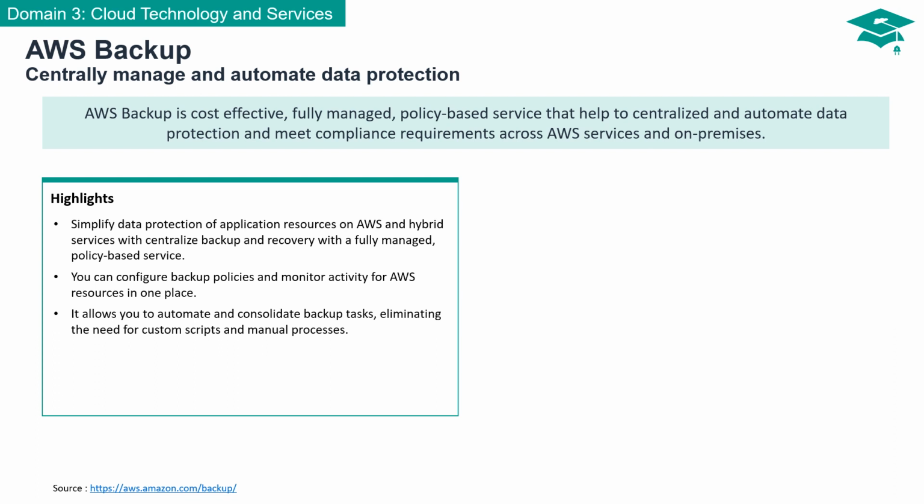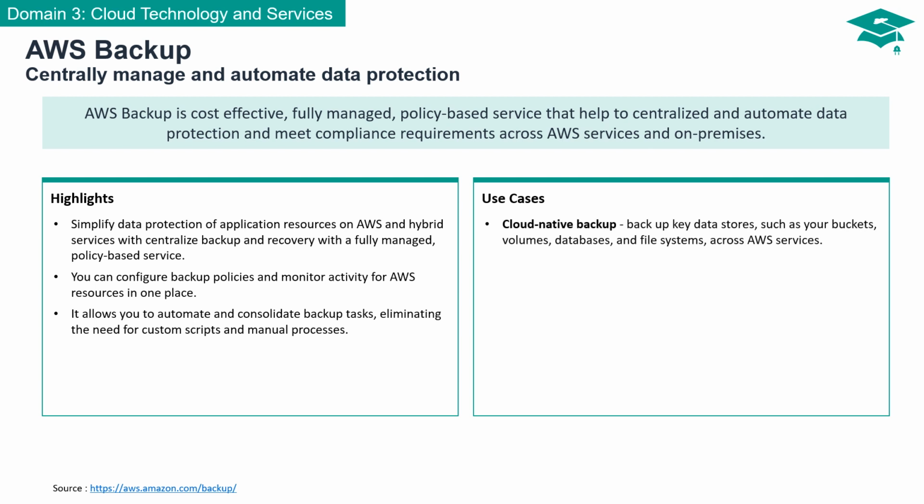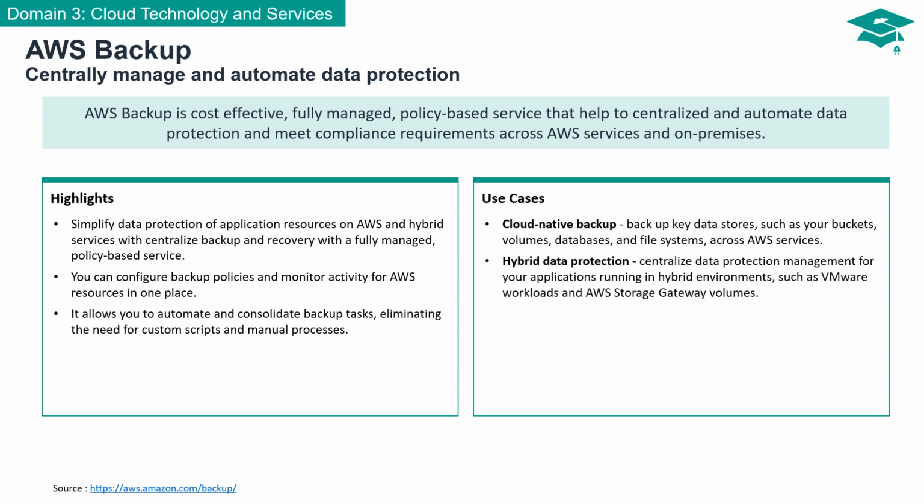Let's explore the practical scenarios where this centralized approach shines. Perfect for cloud-native backup scenarios. Safeguard key data stores, buckets, volumes, databases, and file systems across various AWS services. It's the epitome of cloud-native efficiency. Next up, hybrid environments. Centralized data protection for applications running in hybrid setups, like VMware workloads and the AWS Storage Gateway volumes. It's your unified control center.